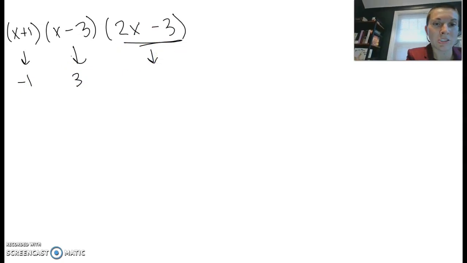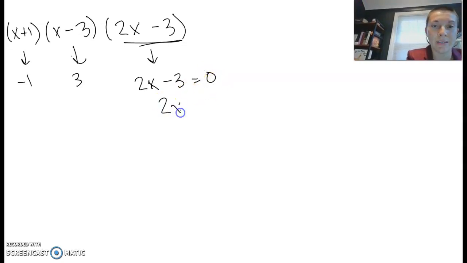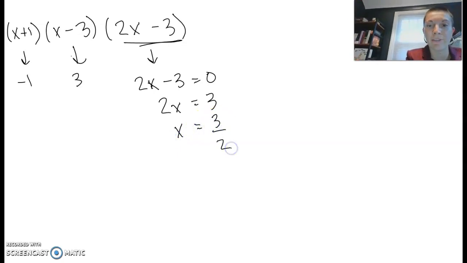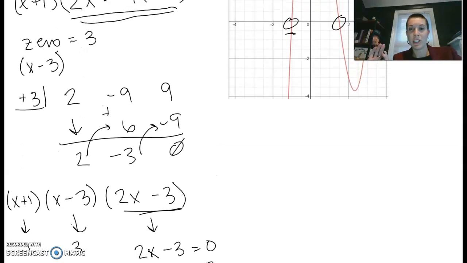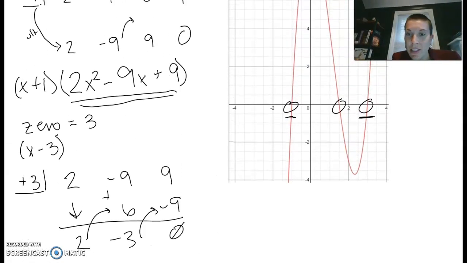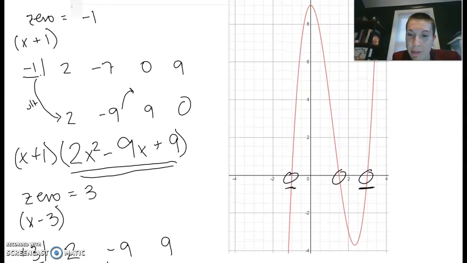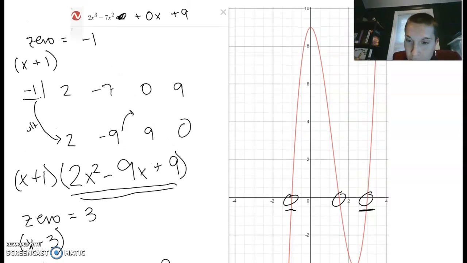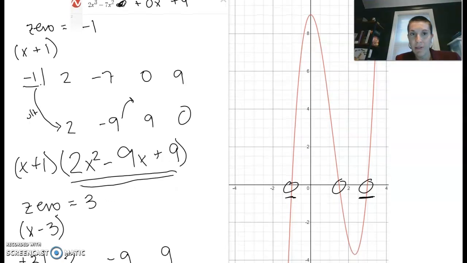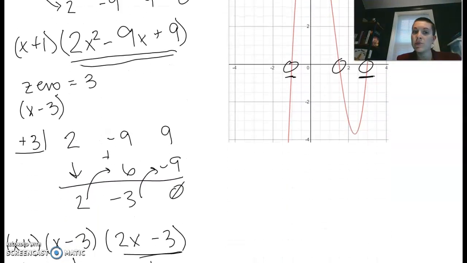So let's just set this equal to 0 and find our last 0. So we'll add 3 to this side. We have 2x equals 3. We'll divide by 2 on both sides and end up with x equals 3 halves. Let's just go back up and sanity check. Does this look like this could be at 3 halves? Well, this intercept does look like it is between 0 and 2 and closer to 2. 3 halves is 1.5. So I'm feeling pretty confident that we did this right.